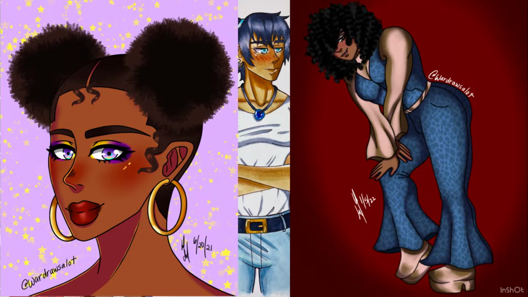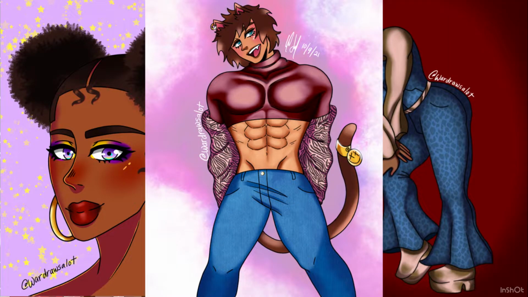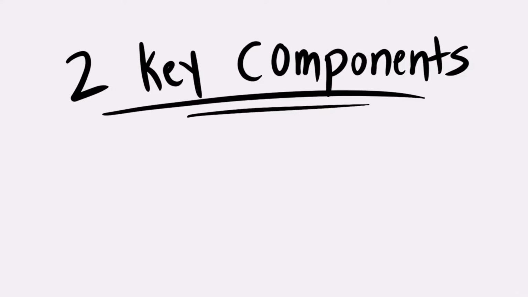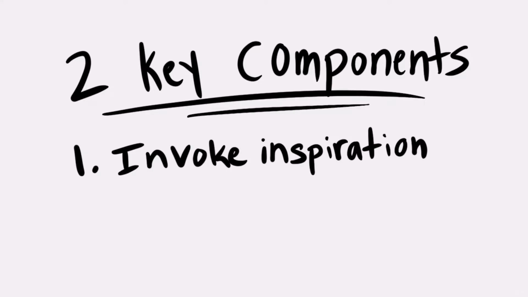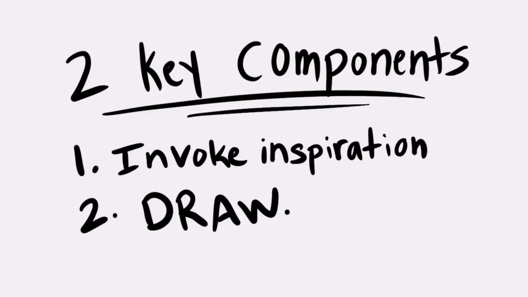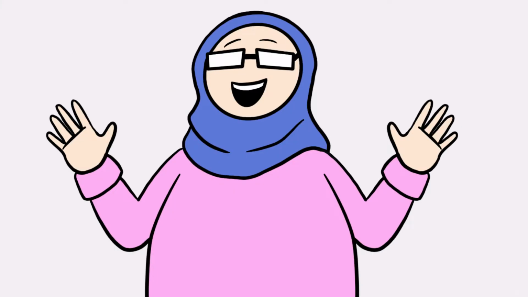Let's take a look at my process. It's a little bit more technical than you think. There are two key components for me. The first is to invoke inspiration, and the second one is to draw. I know it seems really simple because there's only two steps, but just give me a minute to explain. Let's break it down. For one, invoking inspiration.